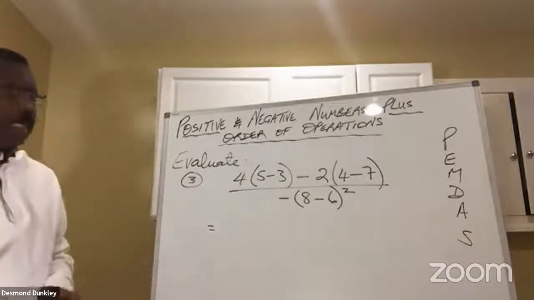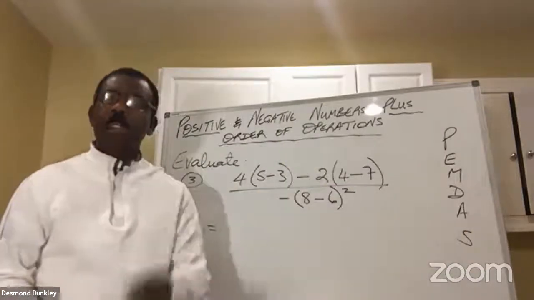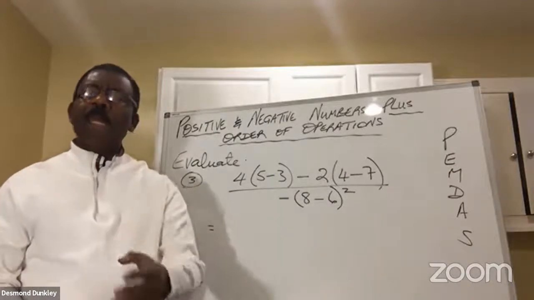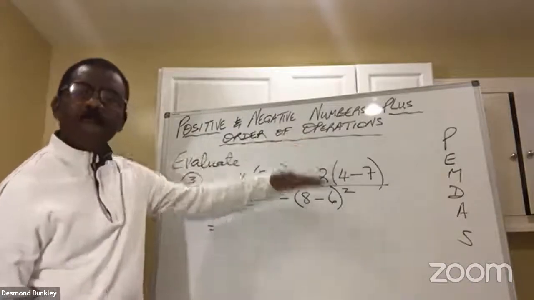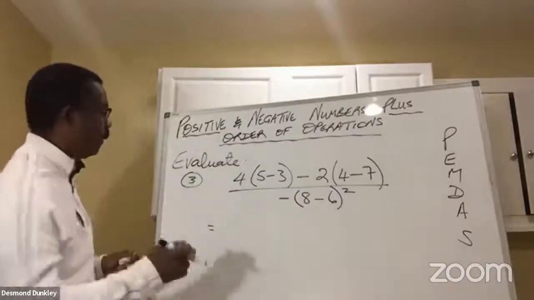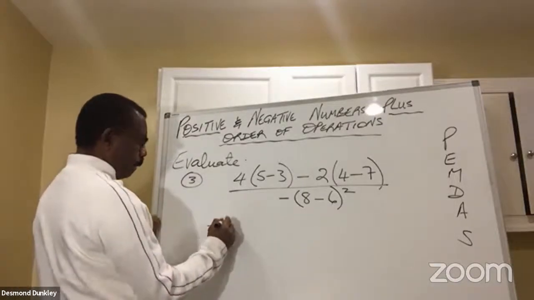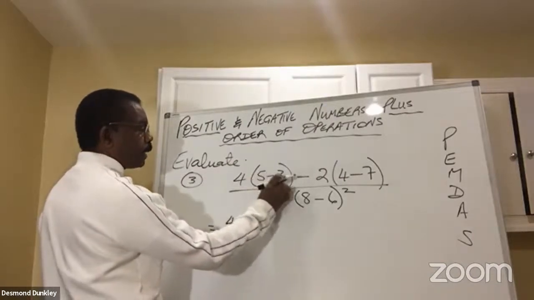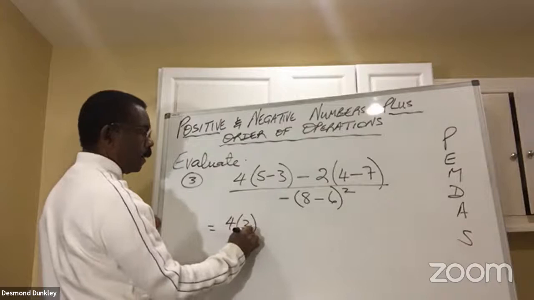So what we do know is that whatever is on top must be simplified. Whatever is on bottom must be simplified. And then we need to divide what is on top by what is below. Okay? So let's simplify the top. So it's going to be 4 times 5 minus 3. We have to do the parentheses. We end up with 2.